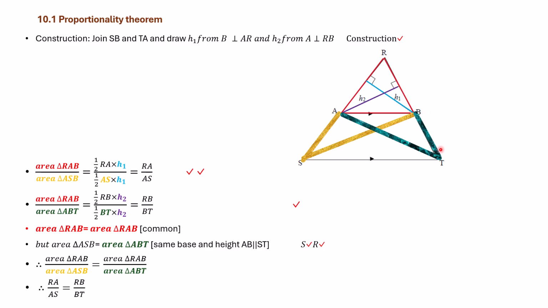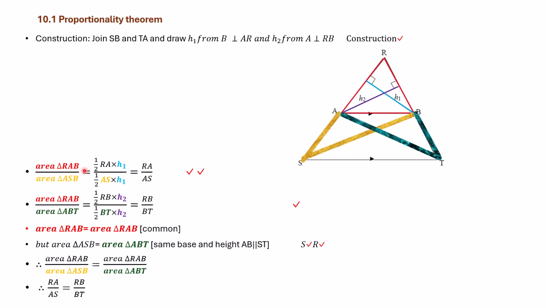For this one here, I'm going to use BT as the base, because I have RB as the base, BT is the base, so the bases are always on the same side. But again, that perpendicular height for that triangle would also be H2. So therefore, area of triangle RAB over area of triangle ABT is half RB times H2 over half BT times H2. H2 and H2 cancel, half and half cancel, so I'm left with RB over BT. So I have these two sides over each other and these two sides over each other.